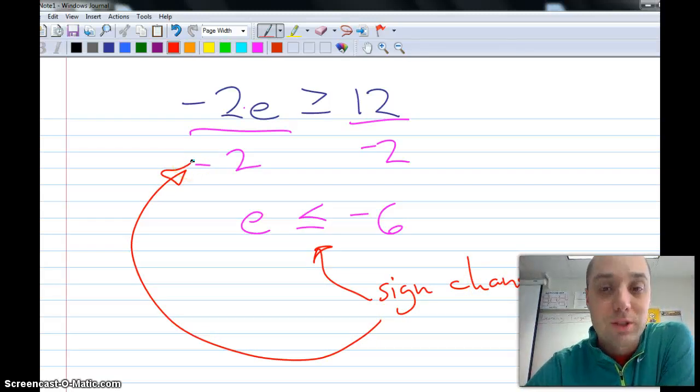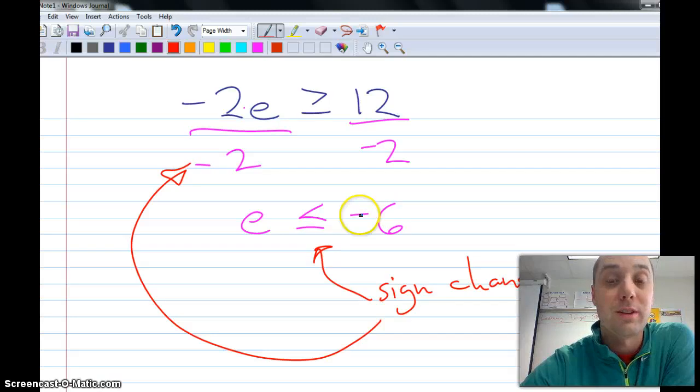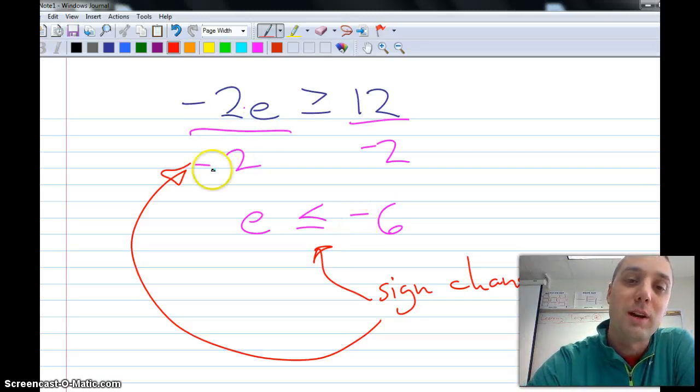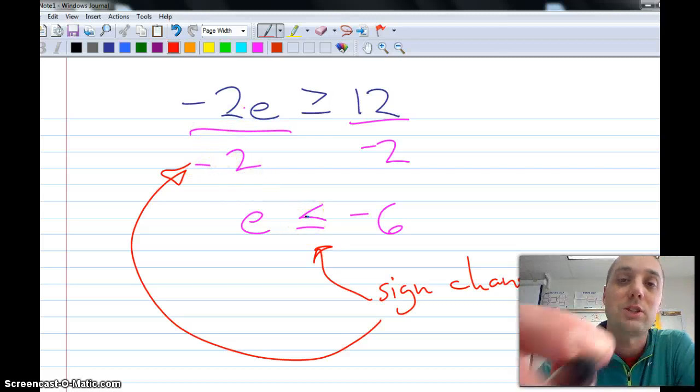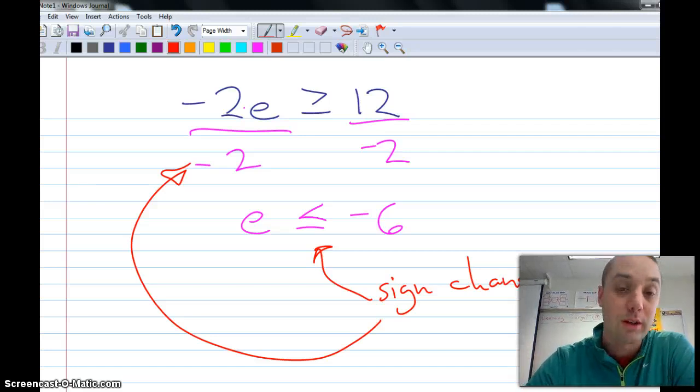It was a sign change because of that act right there. We divided by negative 2. Doesn't matter what your answer is. In this case, the answer was a negative 6. Doesn't matter what your answer is. It's this step over here. Did you divide by a negative or multiply by a negative? We did. So the sign changes. Same process if it's a 2-step inequality as well.